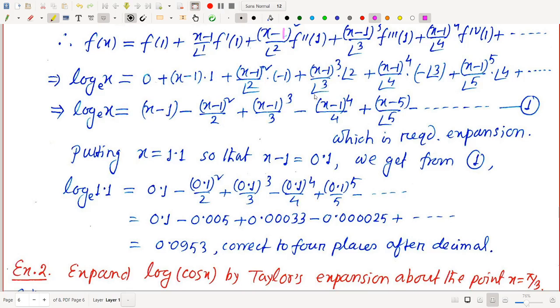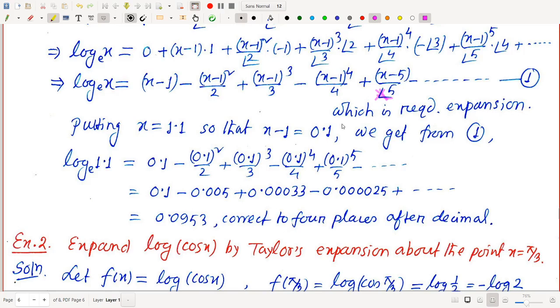2 factorial and 3 factorial cancelling we get 3, 4 factorial and 3 factorial cancelling we get 4, 5 factorial and 4 factorial cancelling we get 5. So this is not factorial 5, this is only 5, so this is not there. Okay, which is the required expansion.